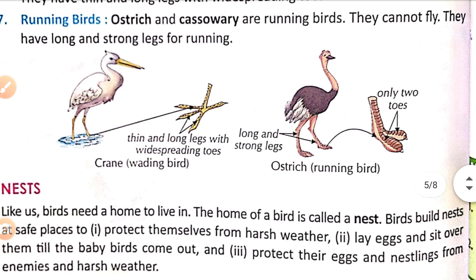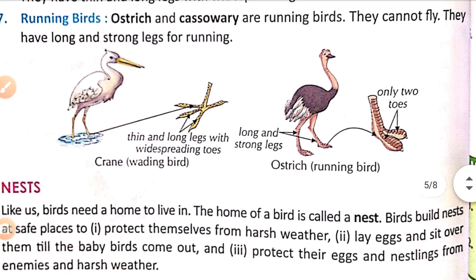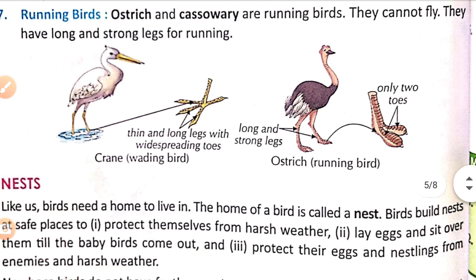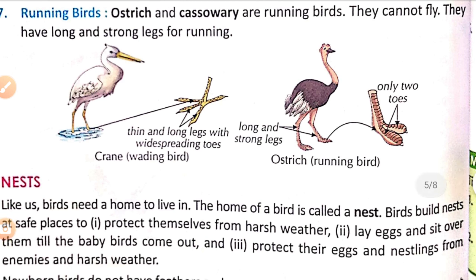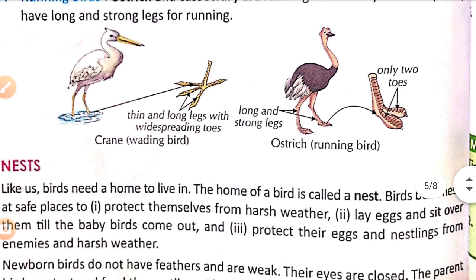Running birds. Ostrich and cassowary are running birds. They cannot fly. They have long and strong legs for running. They run very fast. They only have two toes. See in the picture.